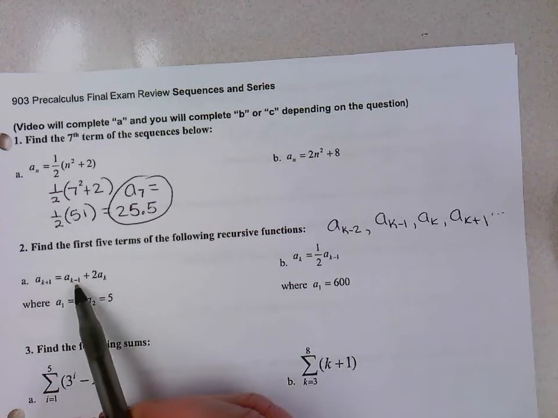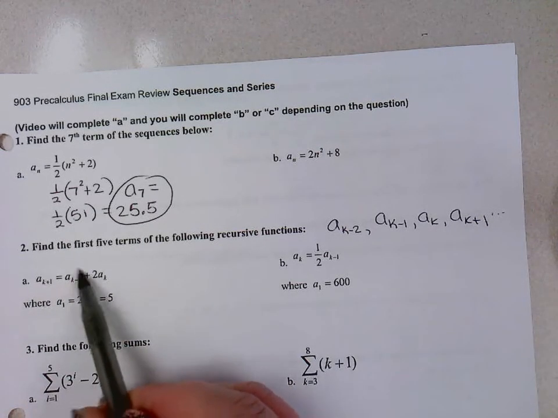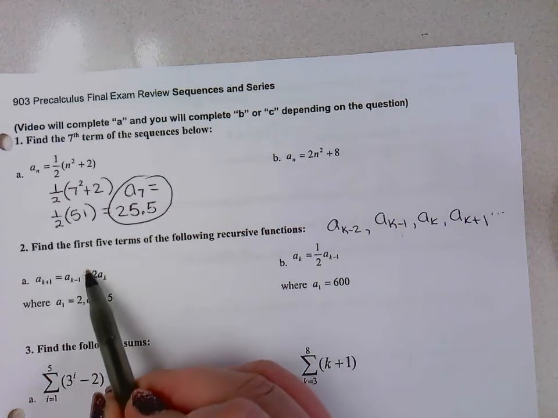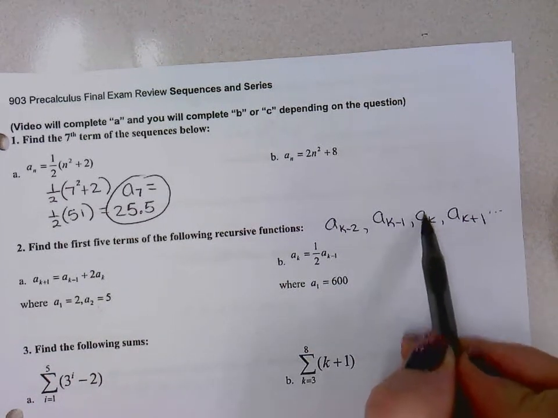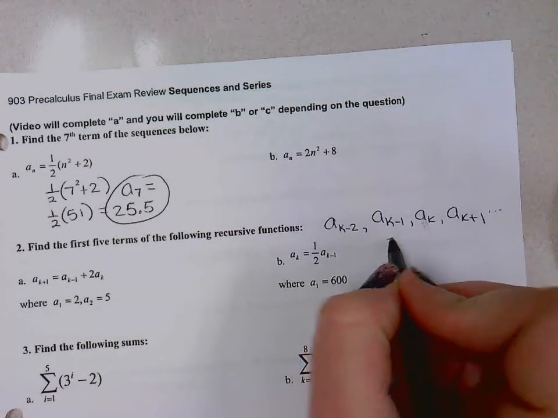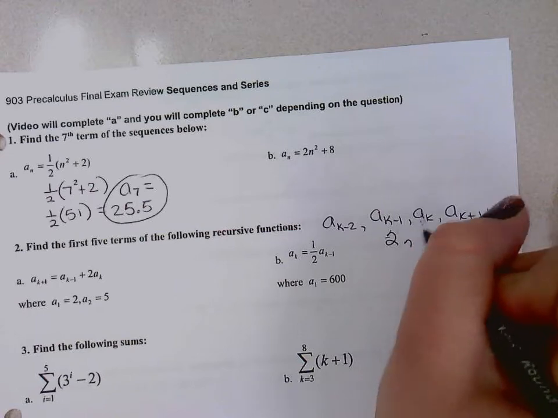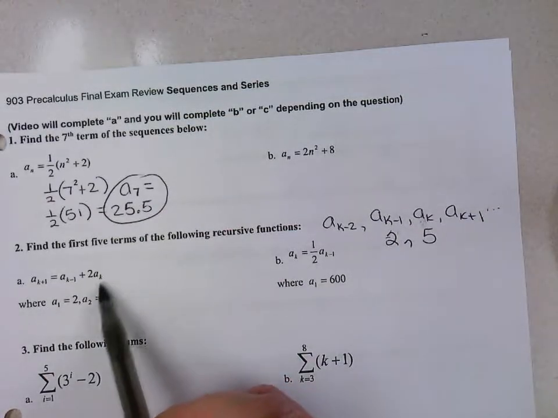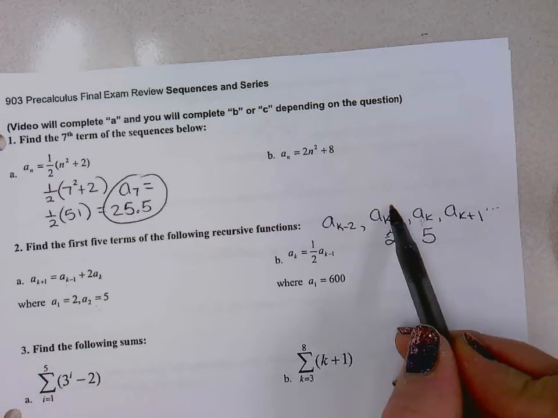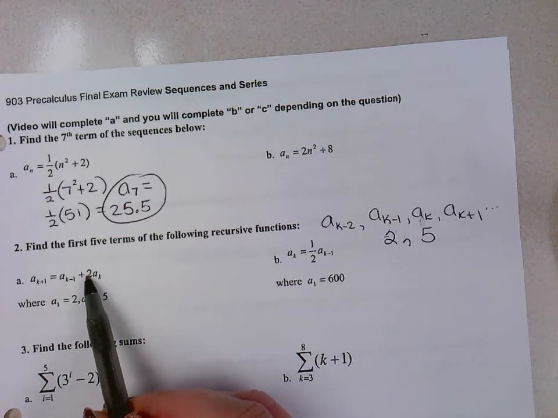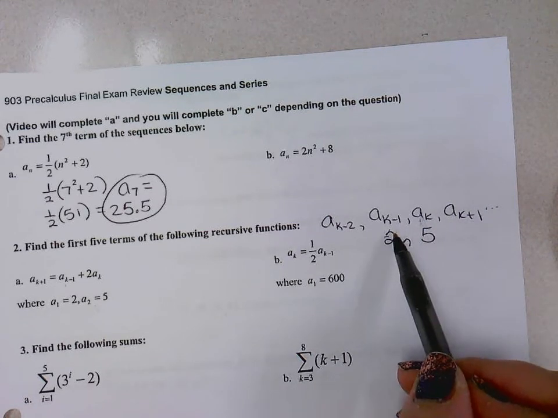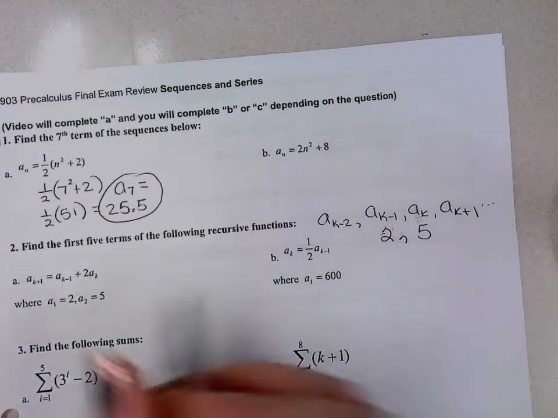What does it tell us to do? Take A sub k minus 1, so this term, and add 2 times A sub k. So in our order, A sub 1 is 2 and then 5. It wants us to take A sub k minus 1, which is the number 2, and add 2 times A sub k. And 2 times 5 is 10. So I'm taking 2 plus 10 to get 12.